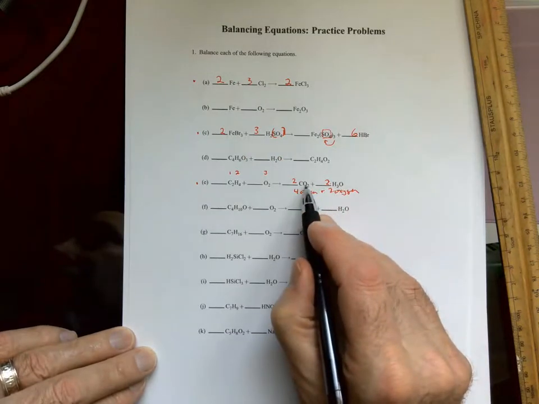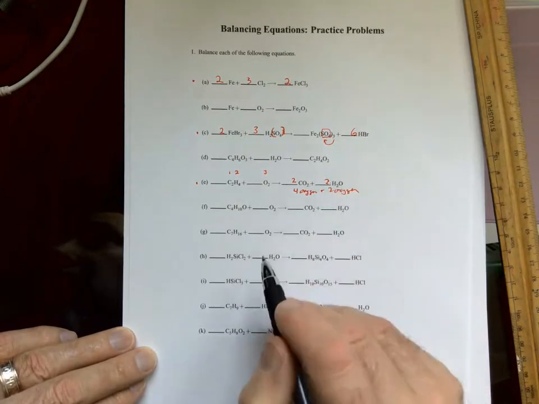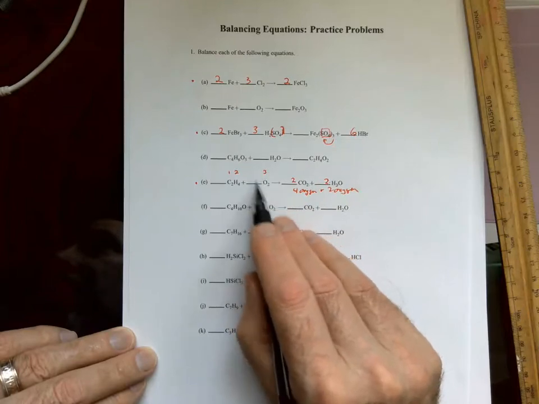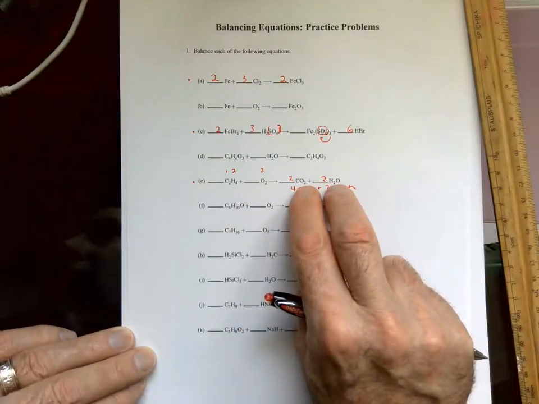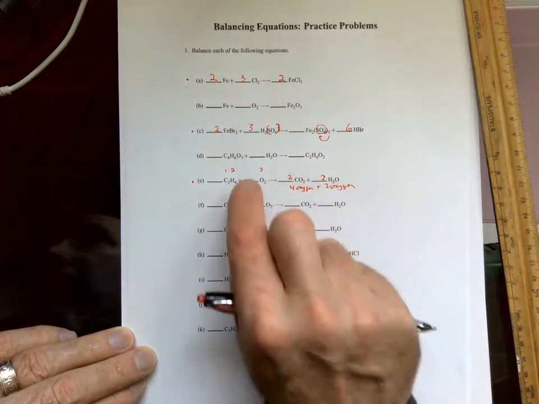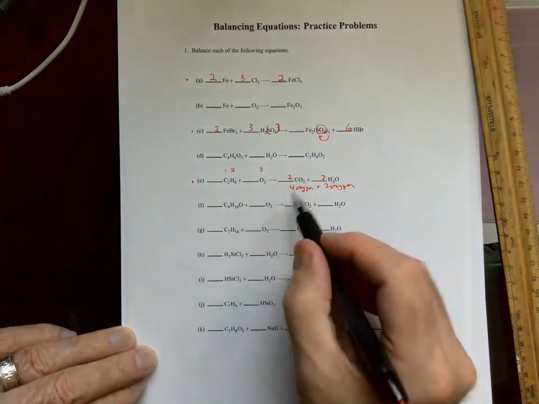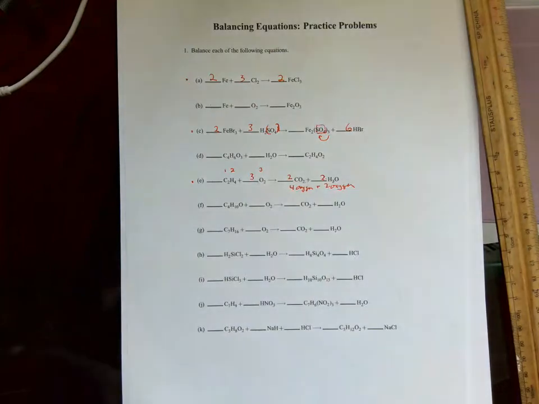If there is an element that's shown twice on one side, leave that element in the balancing till the end, okay? So if you've got 2 of an element on one side of a reaction, you must balance that one last. We need 6 altogether. 3 times 2 is 6.